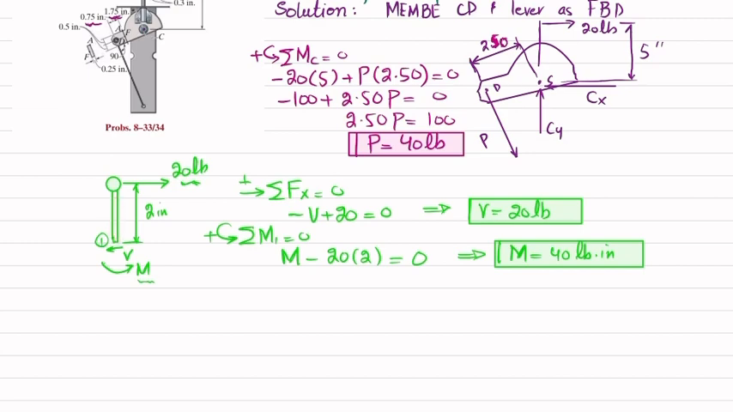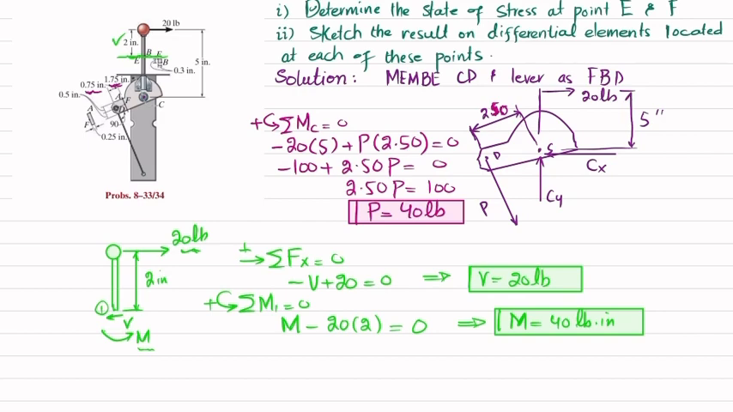So again, you can see that the cross section is shown over here. This is point E. Clear? And this distance is given as 0.3 inch and this is 0.3 inch. So if we take the neutral axis, it will be half of it, which is equal to 0.15 inch, and this point E is this point.